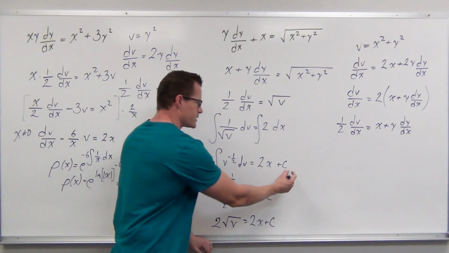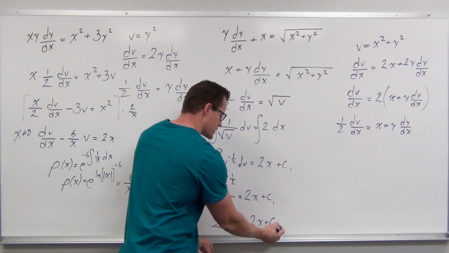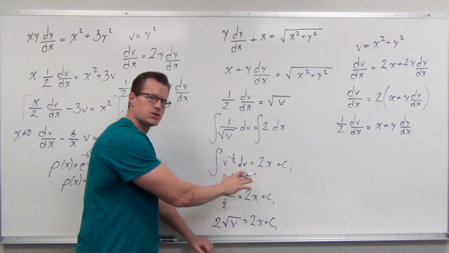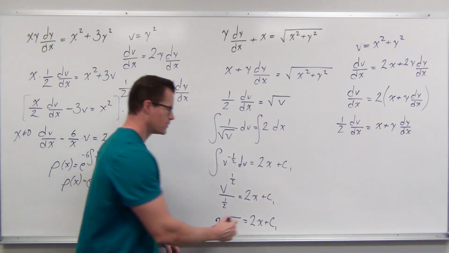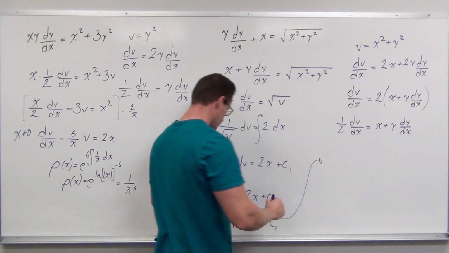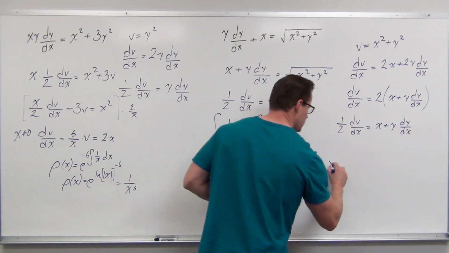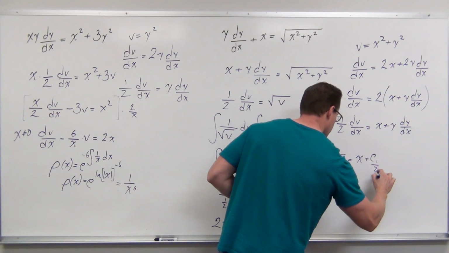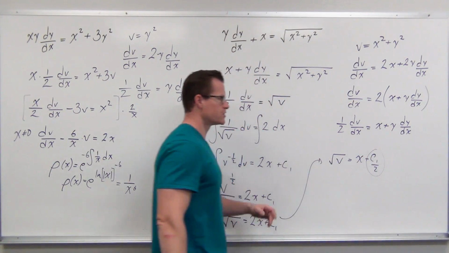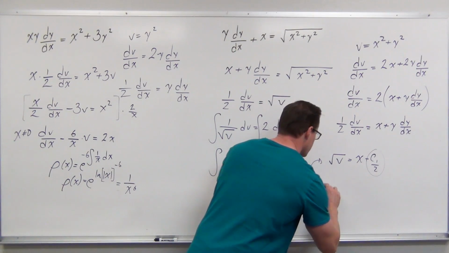You know what I might do? I might just call this c sub 1 and c sub 1 and c sub 1. That way I can divide by 2. I'd still wrap that up as a constant, but I get rid of that too. Let's do that now. So dividing everything by 2, let's call that c sub 1 over 2, just our arbitrary constant.